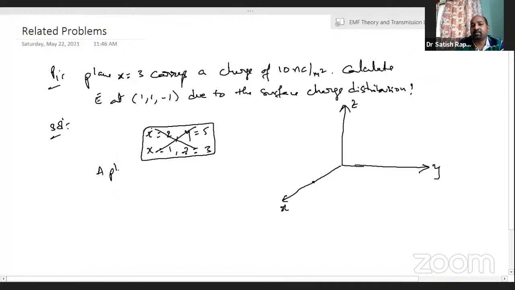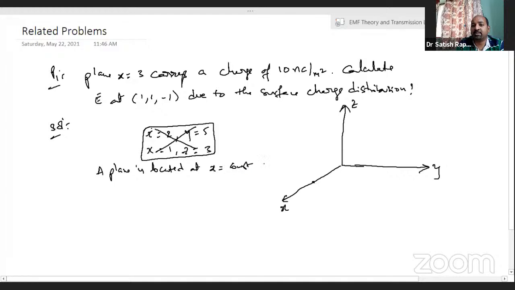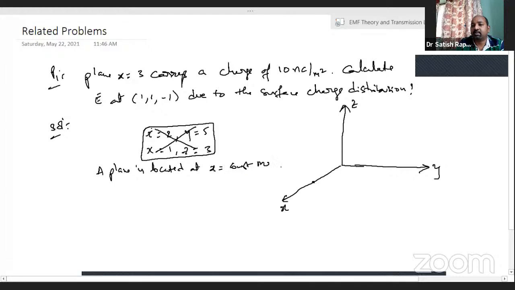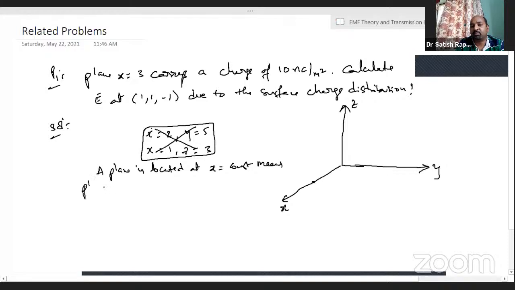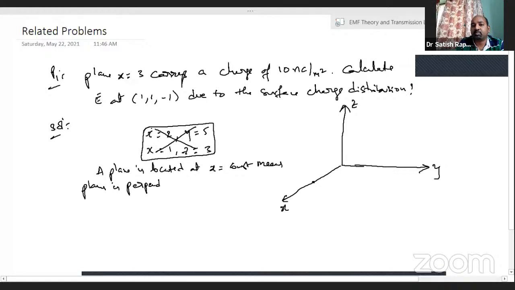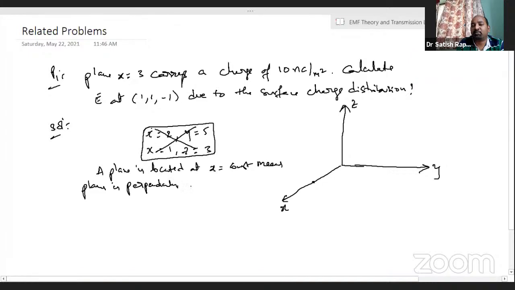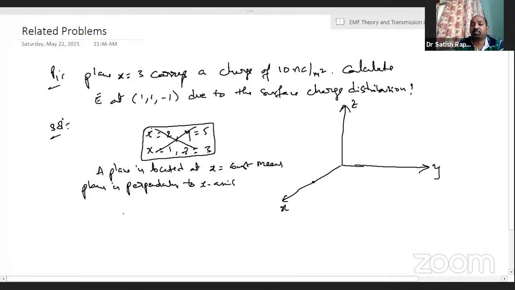A plane located at x equal to constant means the plane is perpendicular to the x-axis, right? A plane is located at x equal to constant means plane is perpendicular to x-axis.